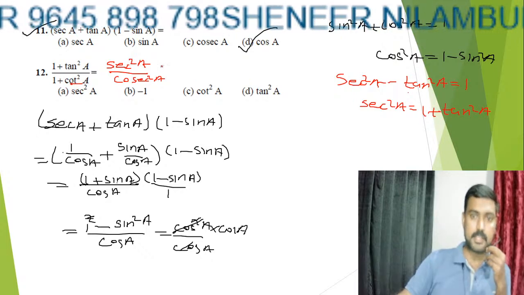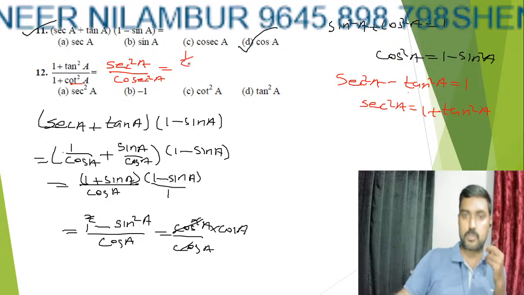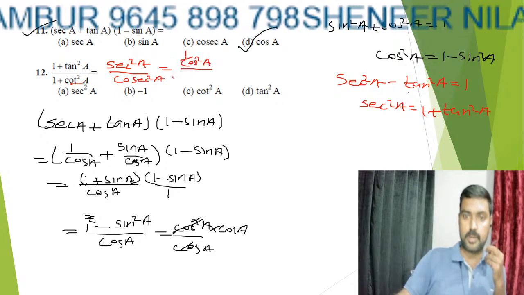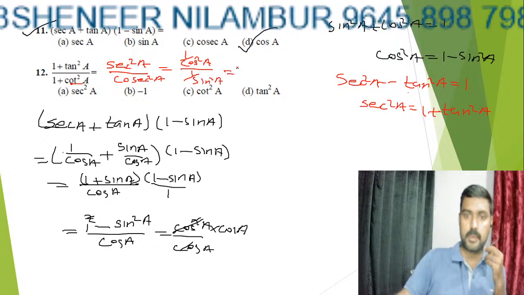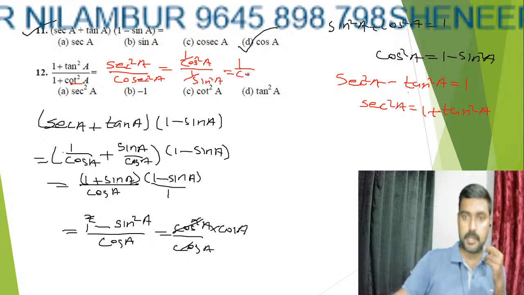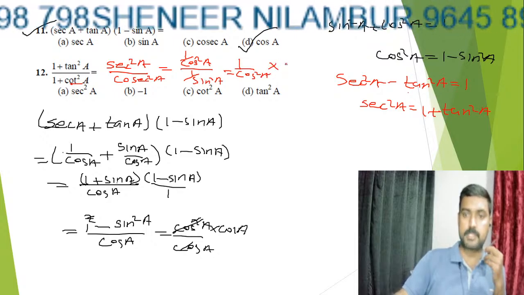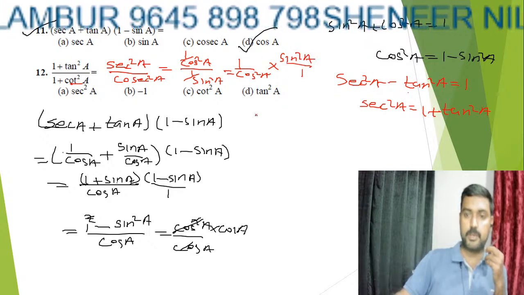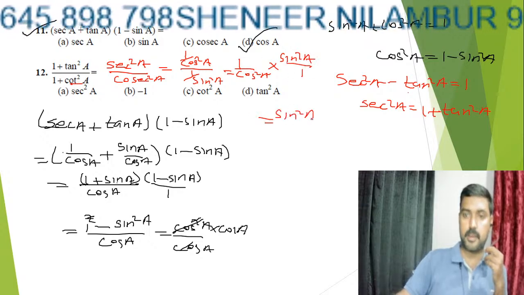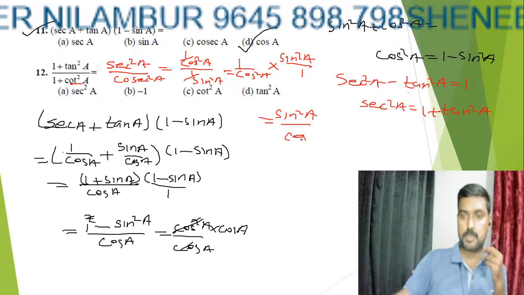So we got here sec square A. Sec square A we can write as 1 by cos square A, divided by cosec square A, which we can write as 1 by sin square A. Here, reciprocal multiplication: 1 by cos square A into the reciprocal of this, which will be sin square A by 1. Sin square A into 1 is sin square A, by 1 into cos square A is cos square A. Many students got the right answer.